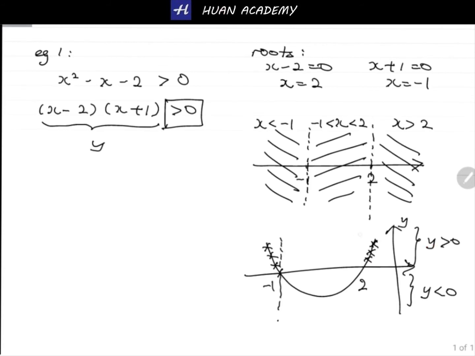And if we try to imagine in terms of zones, we notice that all these points fall in the first zone and the third zone.